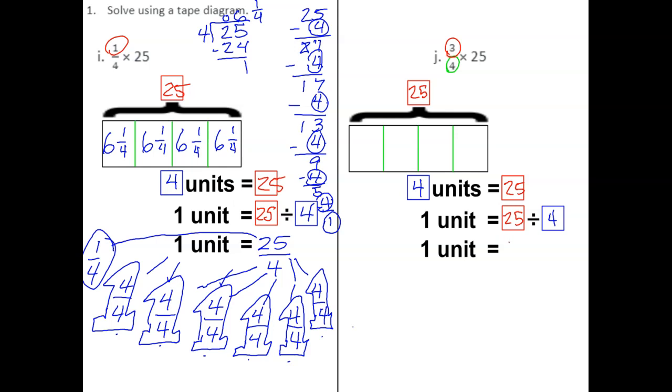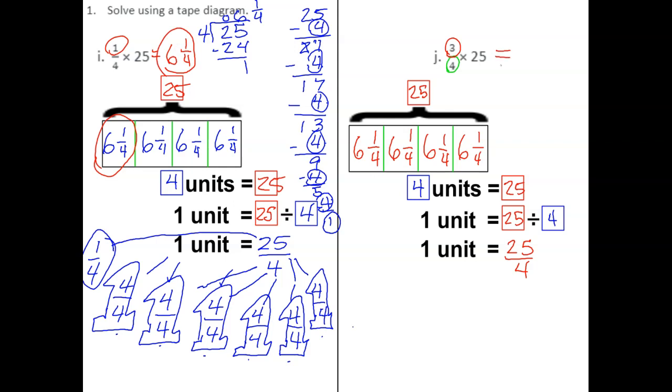So let's go ahead and write it out. It's going to be 25 over 4. I'm not going to do all of this repeat subtraction. I'm going to go ahead and just actually take my answer from over here. I know that it's going to be 6 and 1/4 for each fourth. But now they're not trying to find out how much 1 unit is equal to. This was our answer here. Our answer for I was 6 and 1/4.